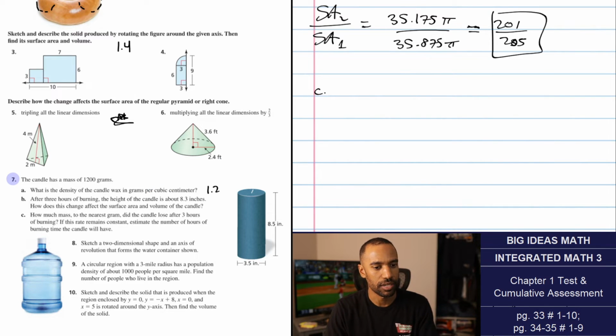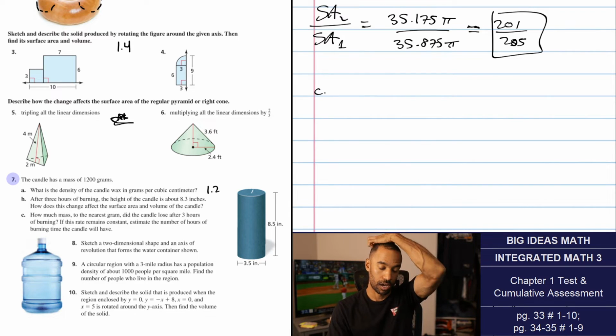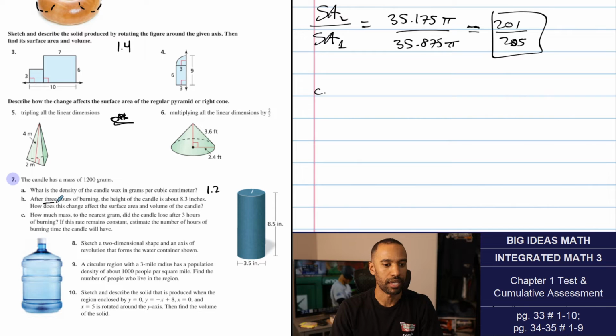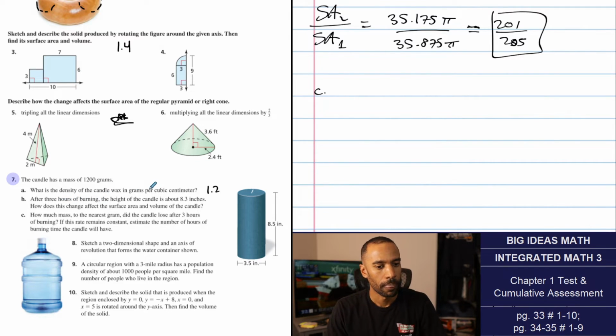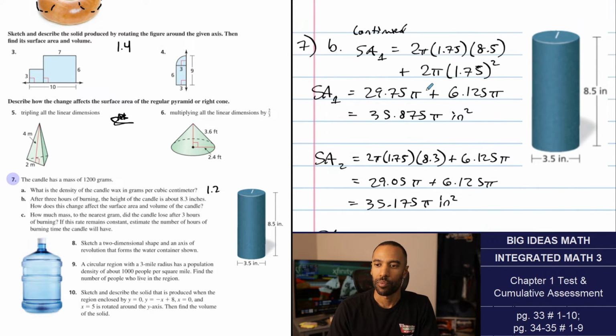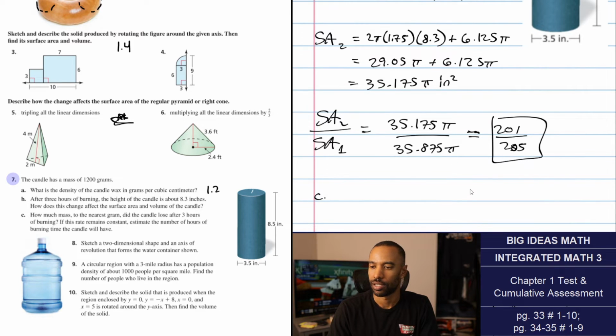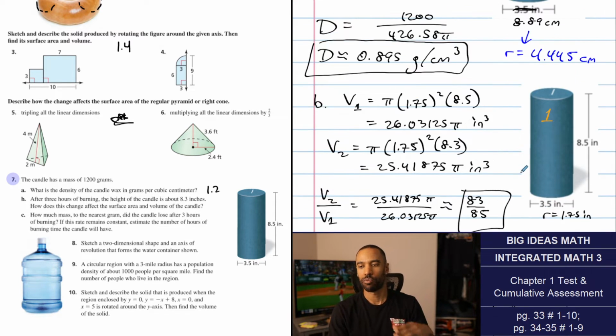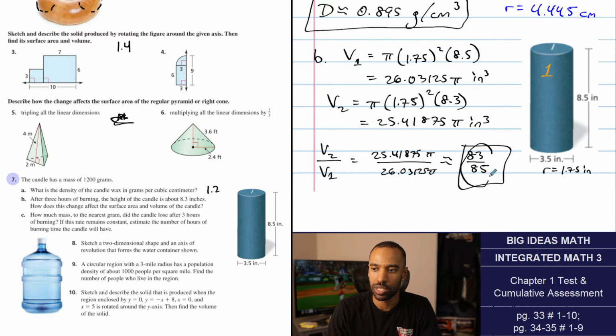How much mass to the nearest gram did the candle lose after 3 hours of burning? If this rate remains constant, estimate the number of hours of burning time the candle will have. Okay. The 3 hours was from this part B question. So, how much mass did the candle lose after 3 hours of burning? I would say that this is a volume-based item, right?